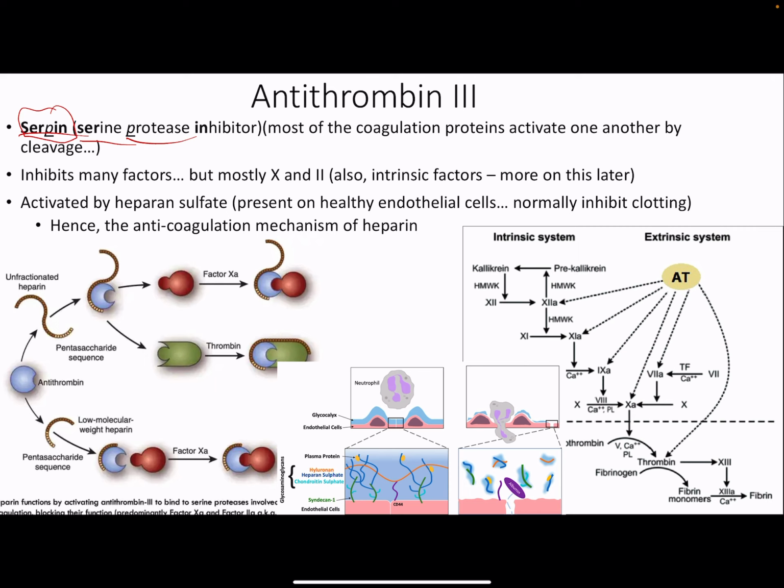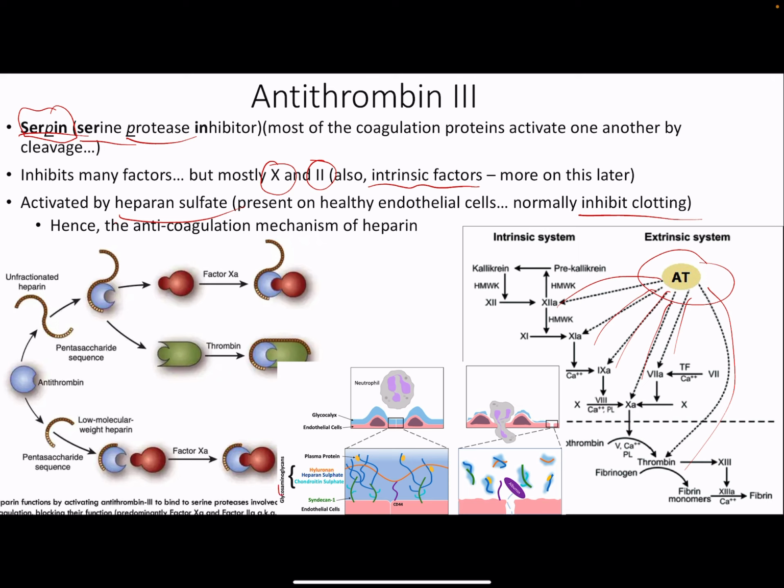That's antithrombin 3. It's going to affect a ton of different proteins here in our cascade. Most important, though, is going to be factor 10 and factor 2, maybe in the intrinsic factors a little bit later, which we'll talk about. Antithrombin 3 is activated by heparin sulfate, which, as we see many times, there's going to be a difference between healthy endothelial cells and damaged endothelial cells, and obviously subendothelial areas. And so what that means is if you have a normal healthy endothelial cell, heparin sulfate is there, and it can activate antithrombin 3, which is going to inhibit the clotting cascade system.